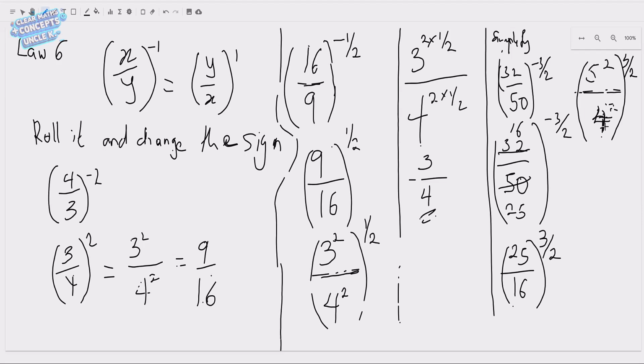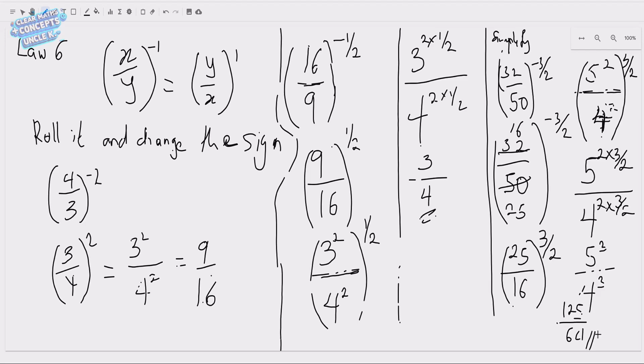So you can now open it. So you have 5 raised power 2 times 3 over 2 divided by 4 raised power 2 times 3 over 2. So 2 cancel 2. So you have 5 raised power of 3 over 4 raised power of 3. So your final answer will be 125 over 64. Then you can change it to a mixed fraction. Alright, so I go to the next law.